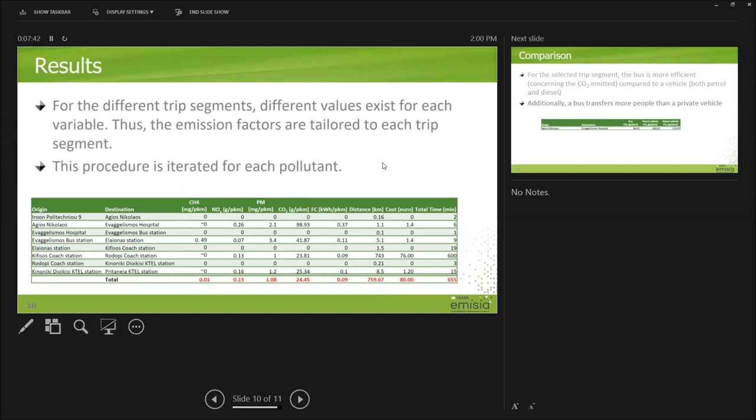We also can calculate, apart from the pollutants that you can see here, the fuel consumption, the total distance, the cost, and the total time. Concerning the cost, this information is retrieved mainly from the web pages of the transport operators. In cases that we don't know the cost, we will specifically mention here that we didn't know the cost. In this example, we knew the cost, so we could also calculate the whole cost, and of course the total time.